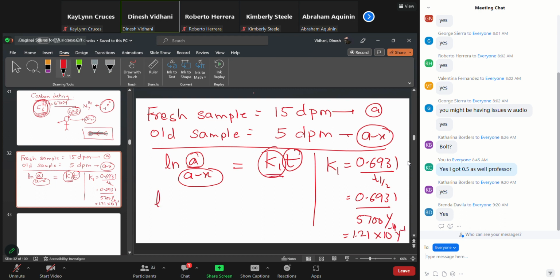Now, we found K. Can we find T? Here, A is 15 disintegrations per minute, divided by A minus X, which is the remaining amount, giving me 5 disintegrations per minute. And I just found the value of K, which is per year, and I need to find T. Can you find me how old is the sample?